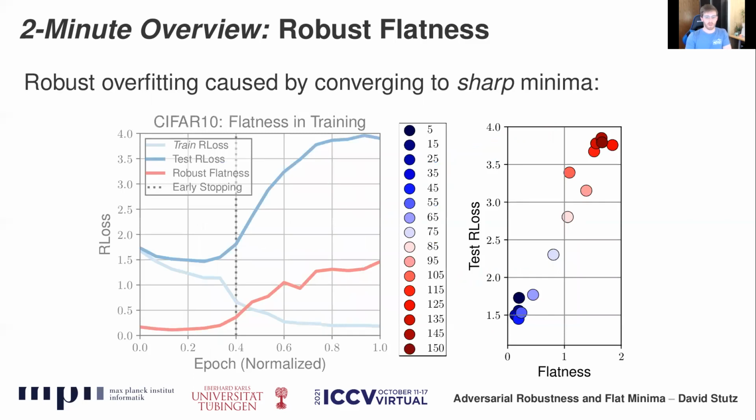This becomes particularly apparent when plotting robust loss on test examples on the y-axis directly against our computed robust flatness measure on the x-axis. Here, early epochs are drawn in blue, while later epochs are shown in red. In the second half of training, a clear, nearly linear relationship between test robustness and flatness can be seen. And this indicates a strong relationship between robust overfitting and converging to sharp minima.